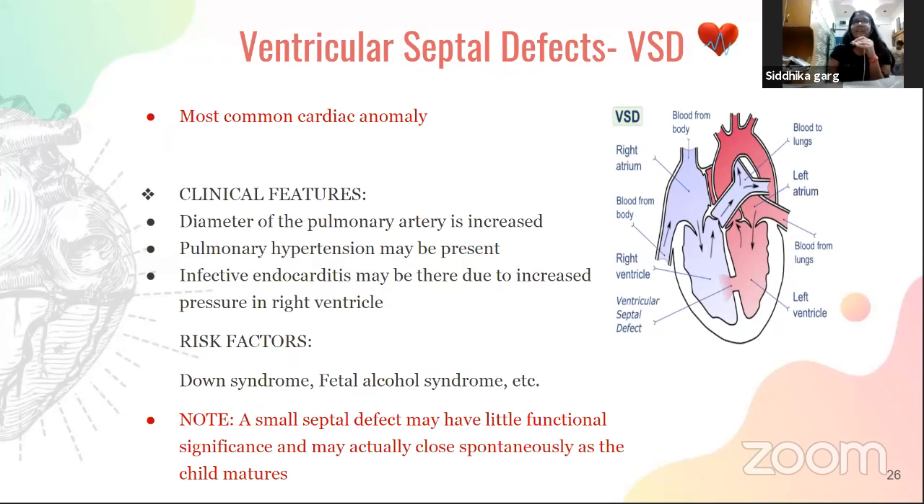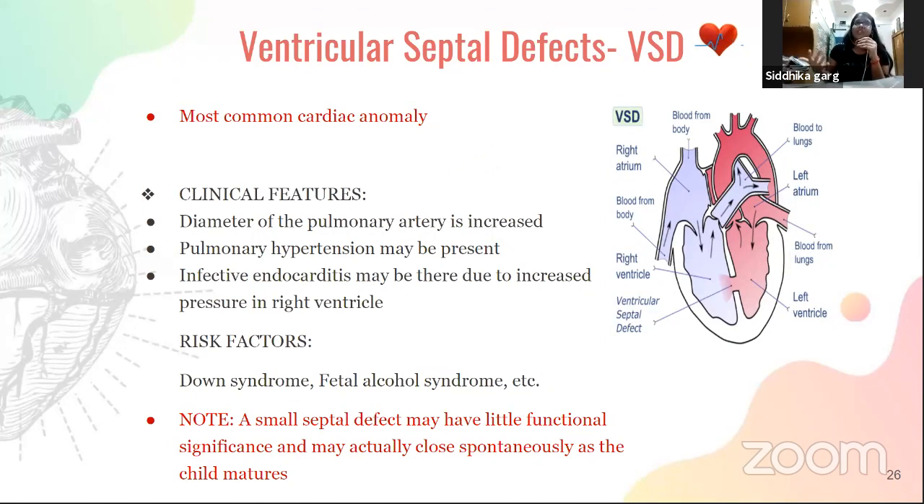Now, ventricular septal defect, which is the most common cardiac anomaly. Ventricular septal defect means a defect or hole in the interventricular septum. Now, clinical features: this causes an increase in the right-sided pressure, which causes the diameter of the pulmonary artery to be increased. Also, pulmonary hypertension can be present.